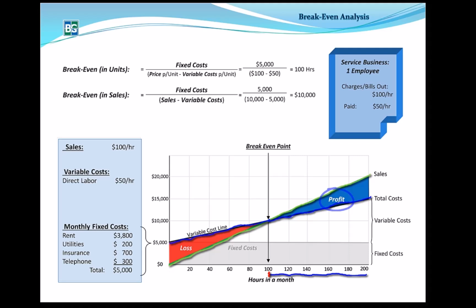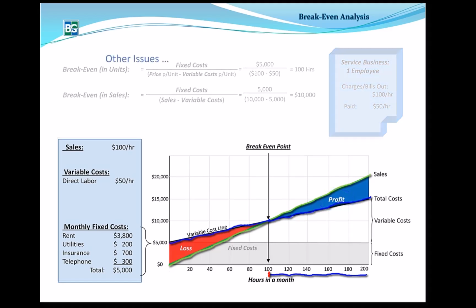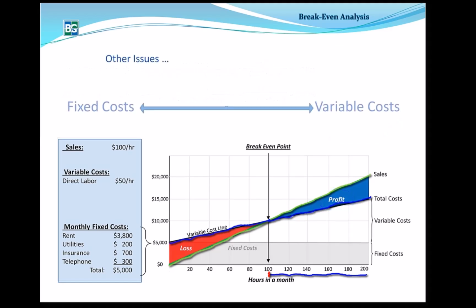In the next chapter, we do some what-ifs to shift these lines around to show the effect on profit based on possibilities. But before we get to that, there are some items that complicate the break-even analysis. Some costs don't fit easily in either the fixed or the variable costs category.